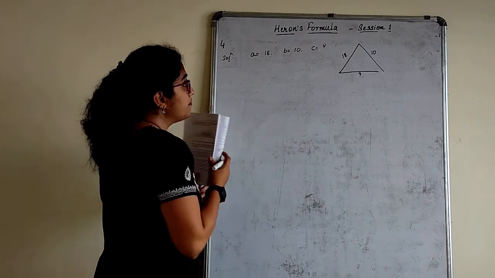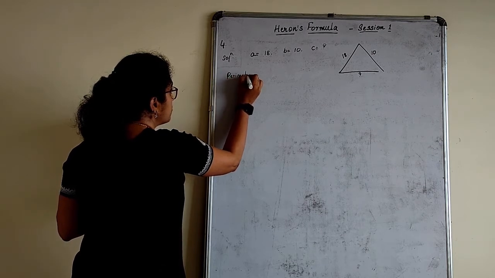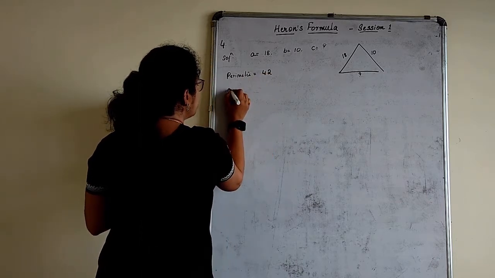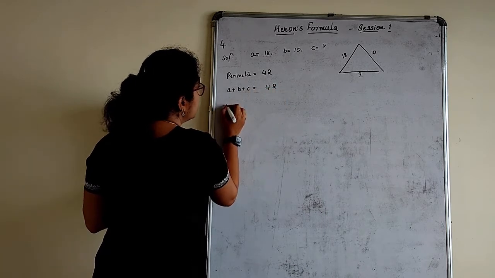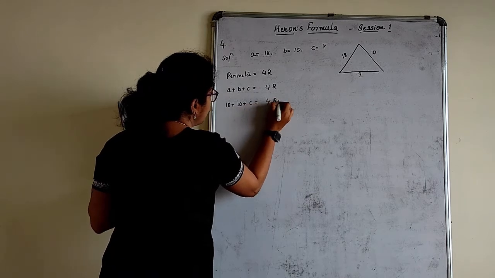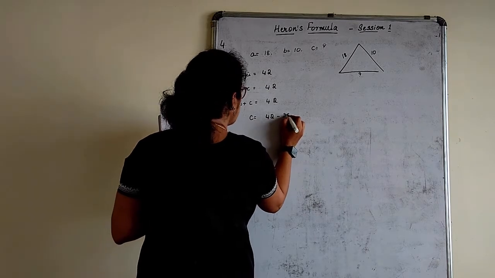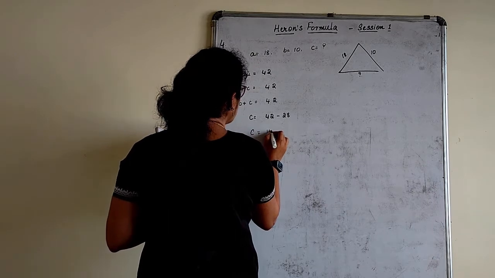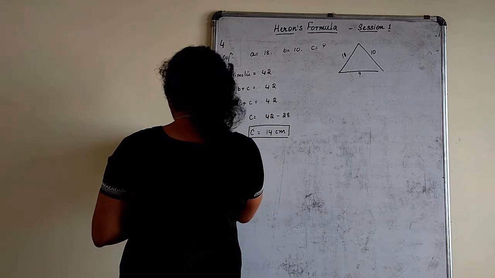So first of all, perimeter is given, right? So perimeter is equal to 42. Perimeter is nothing but A plus B plus C. Sum of all the sides of a triangle is 42. So 18 plus 10 plus C is equal to 42. C is equal to 42 minus 28. So C is equal to 14 centimeters. So we found the value of C.